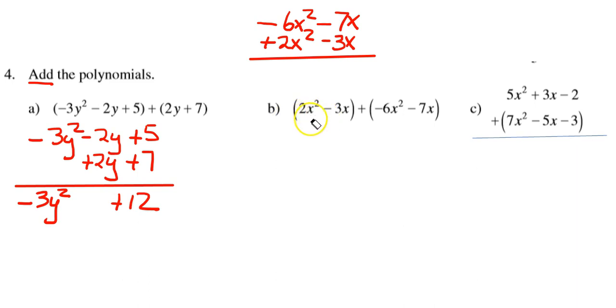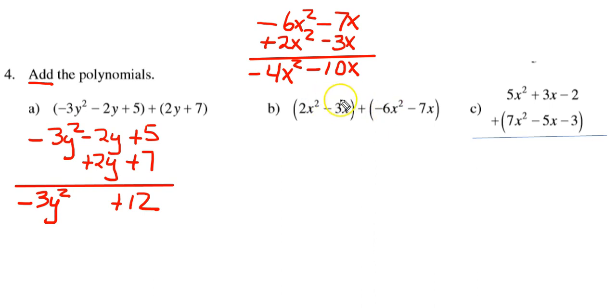Now, for something like this, again, it's something in parentheses. This is in parentheses. There's a plus between them. Just line them up in like-term columns. So now you have a negative 6 and a positive 2. This is going to give you a negative 4x squared. And this is going to be a negative 10x.